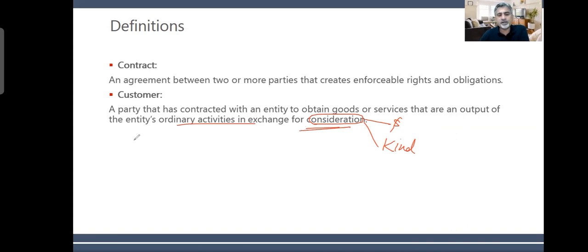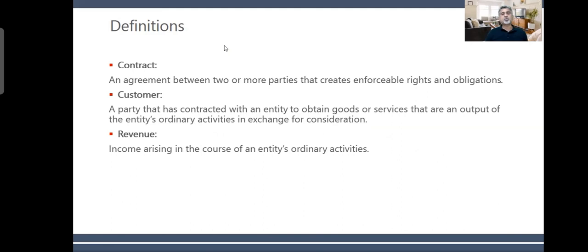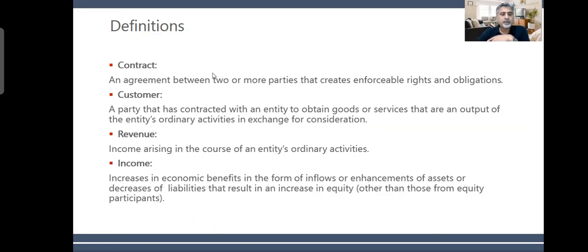And ordinary course of activity, which is your core business, core activity between the two parties. Revenue: income arising in the course of an entity's ordinary activities. Ordinary activities means what the company is supposed to do. Income: now this is the definition we discussed in our conceptual framework, income and expenses. If you remember, any transaction which would result in an increase in equity, other than the capital transactions, other than the capital injections, those are called income.